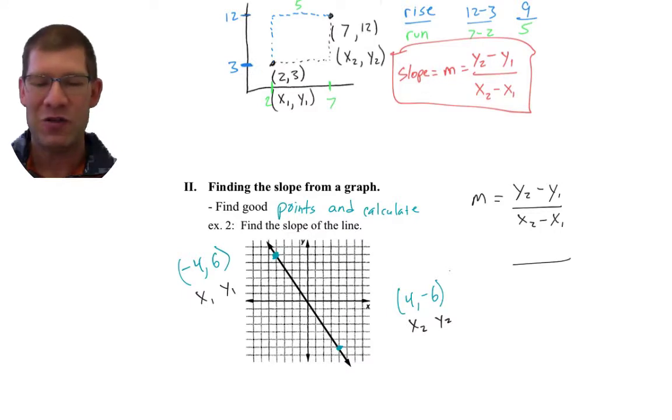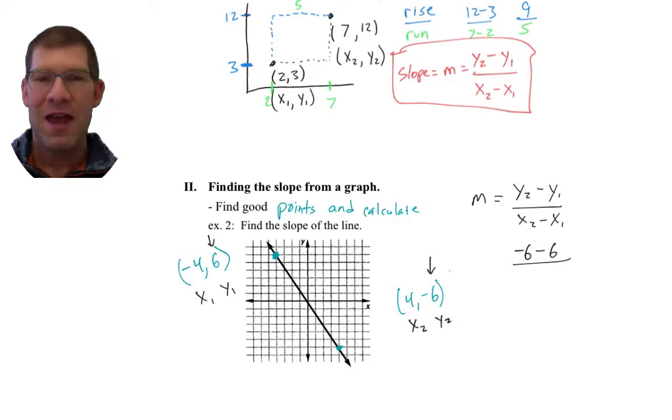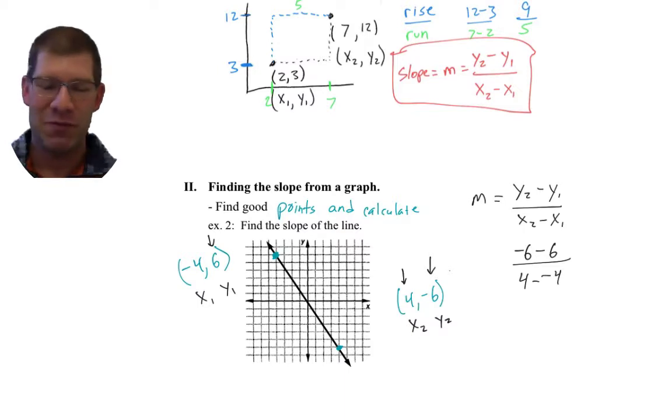So if I do y2 minus y1, so if I start with this point and do negative 6 minus 6 here, then when I do my denominator, I have to start with this 4. I can't start with this negative 4 over there. That's a real common mistake. So x2 is a 4 minus x1 is a negative 4. So that's why I encourage people to write the x1, y1 so they actually start with the same point each time. All right, so if I do those, negative 6 minus 6 gives me a negative 12.